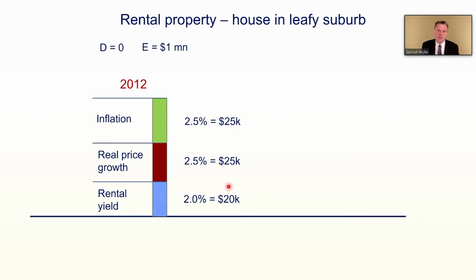So we're going to have about $20,000 rent after we've paid for things like the agent's fees, insurance, land tax, if that applies to us, rates, etc. So this is our net rent, 2%, 20K on our $1 million property. Now we're expecting a real price growth here of 2.5%. Now that might be a little bit ambitious.